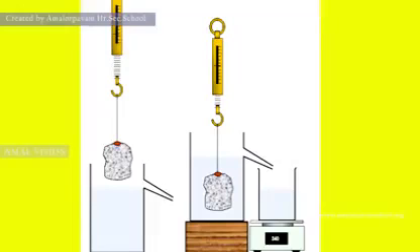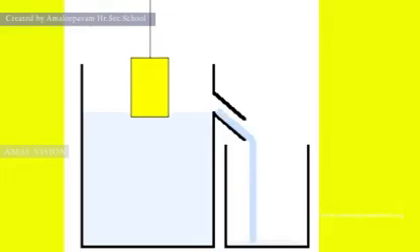What do you observe? What happens? You will find that the elongation of the string or the reading of the balance decreases as the stone is gradually lowered in the water. However, no further change is observed once the stone gets fully immersed in the water.